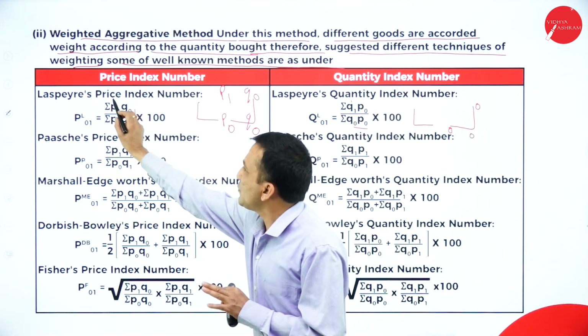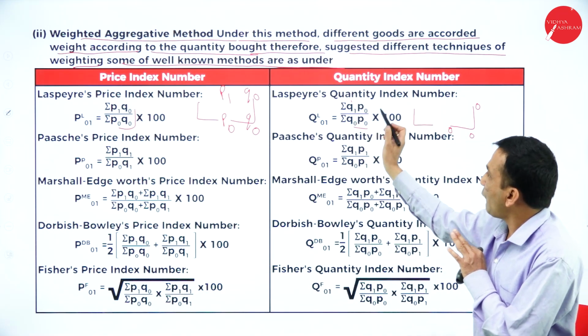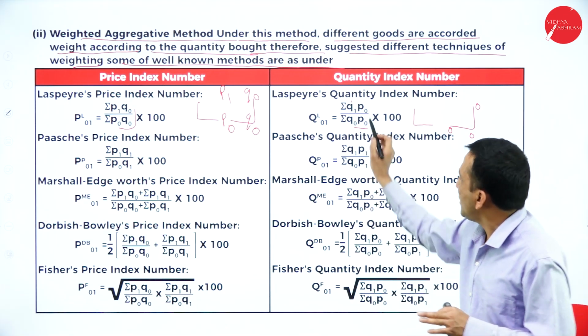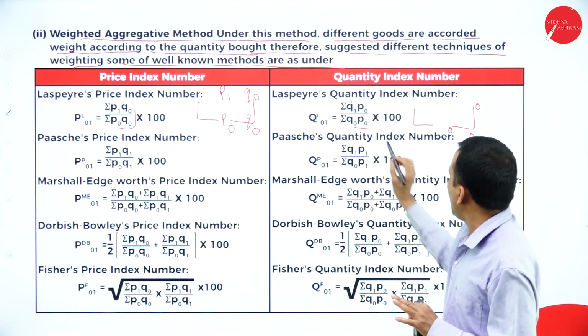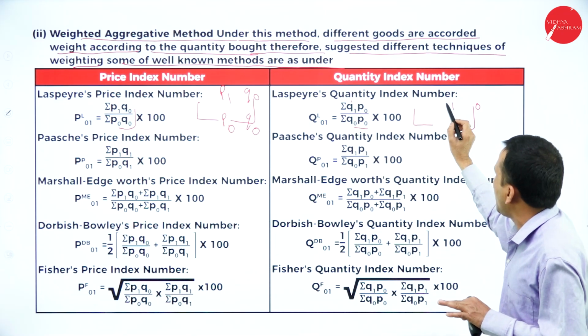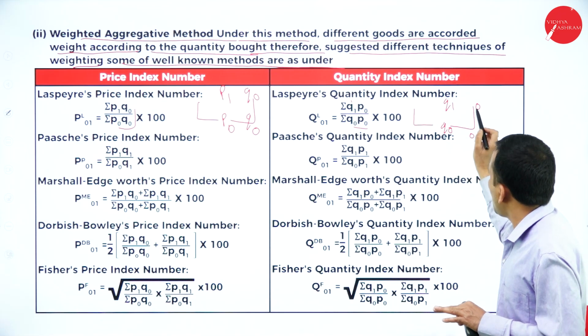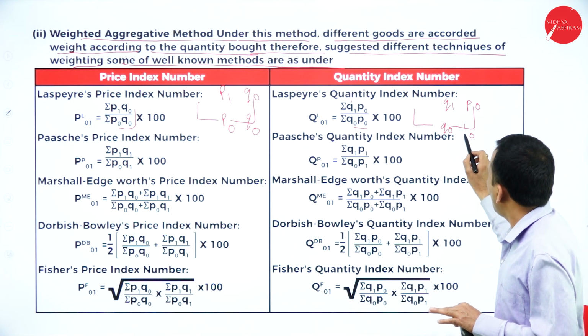Here, price index means we are writing price. So when you write quantity the first time, of course you need to write price at the last. Here the same thing, nothing is there. Now, for the quantity index, that's what you're writing, Q. Q1, Q0, P0, P0.